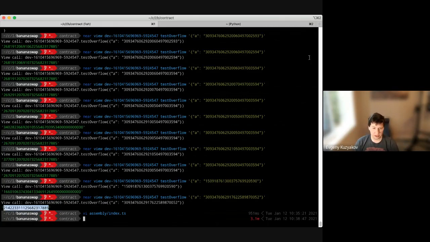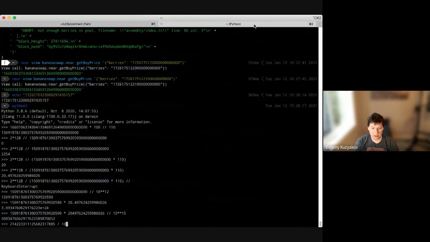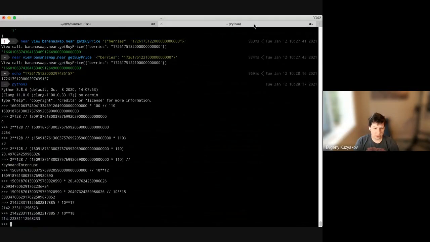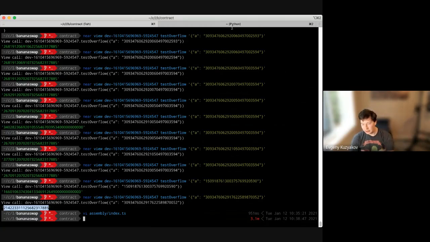So in our case, it's going to be this amount of bananas, which if you divide by 10 to the 18, you basically need 200 bananas to get all the NEAR, but obviously the math may be slightly broken. But here's the idea. In order to make this kind of overflow hack, what you need to do, you need to deposit a precise amount of NEAR to the contract through a simple transfer.